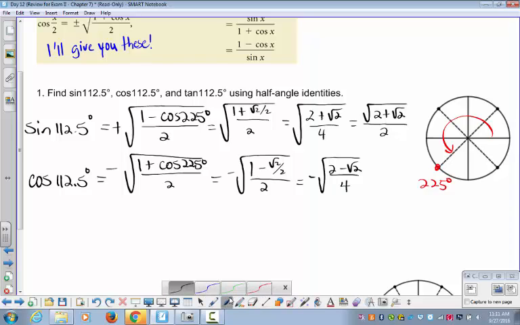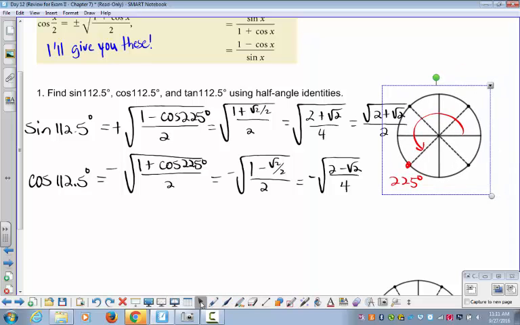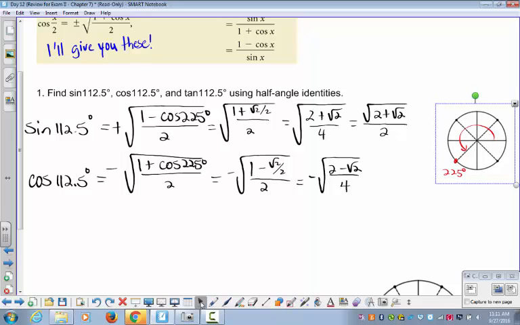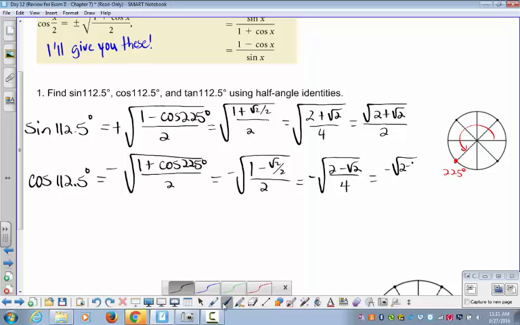Look at that. We're almost there. One more step. And that one last step is just to reduce the denominator. So we have minus the square root of 2 minus root 2, and then all over 2.